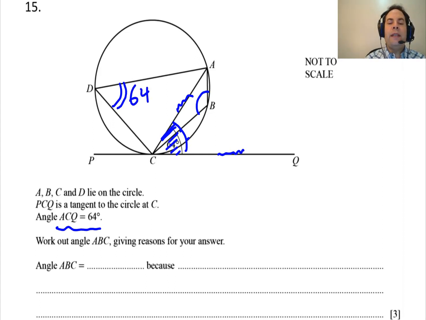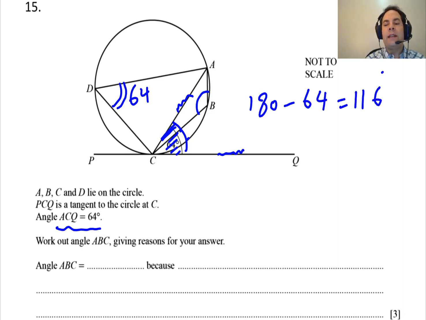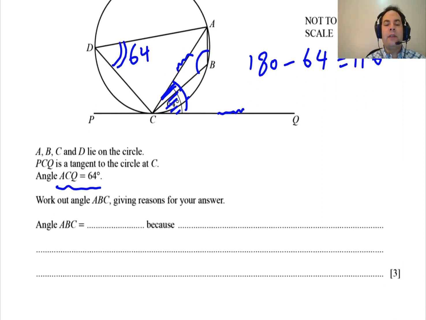Shape A, B, C, D is a cyclic quad. So for each pair of opposite angles, their sum is equal to 180. So B is 180 minus 64, which is equal to 116 degrees.